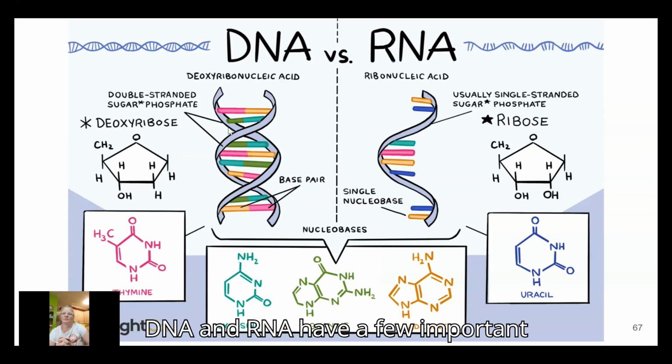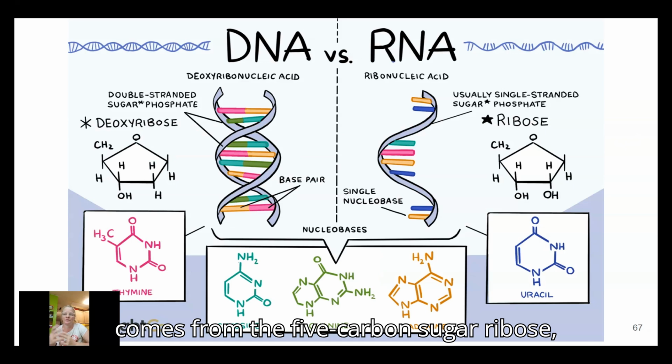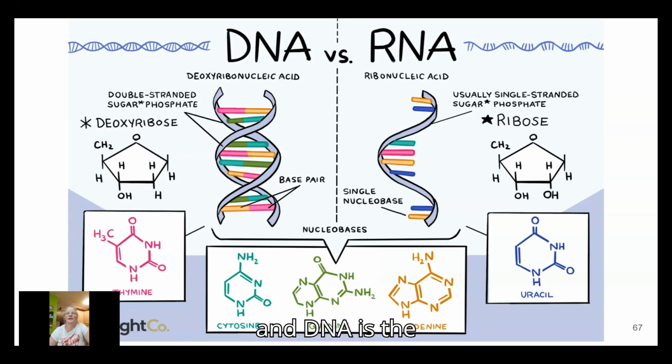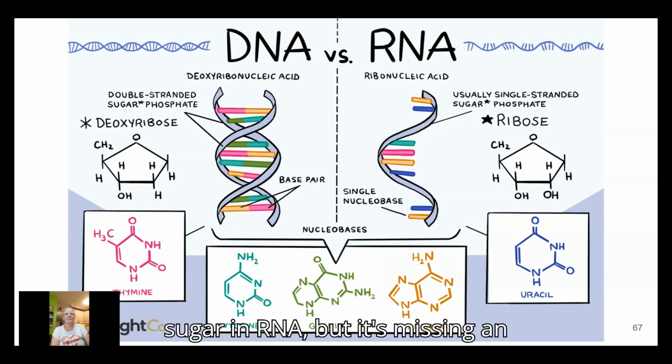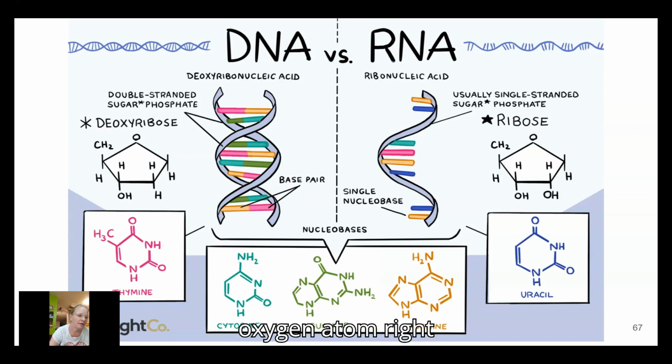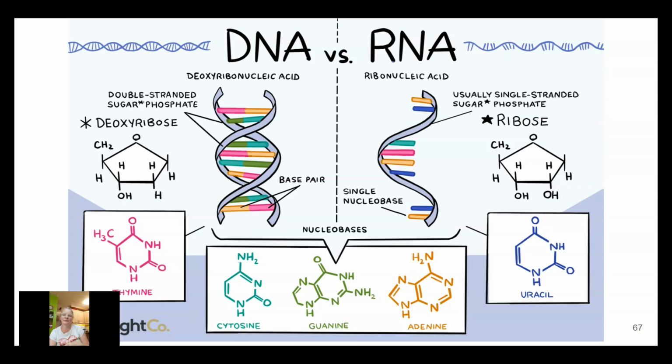DNA and RNA have a few important differences. RNA's name comes from the 5-carbon sugar, ribose, and DNA is the deoxyribose nucleic acid, so its 5-carbon sugar is deoxyribose. The sugar in DNA looks a lot like the sugar in RNA, but it's missing an oxygen atom right here, hence the name deoxyribose. As previously mentioned, DNA is a double-stranded molecule and RNA is a single-stranded molecule.